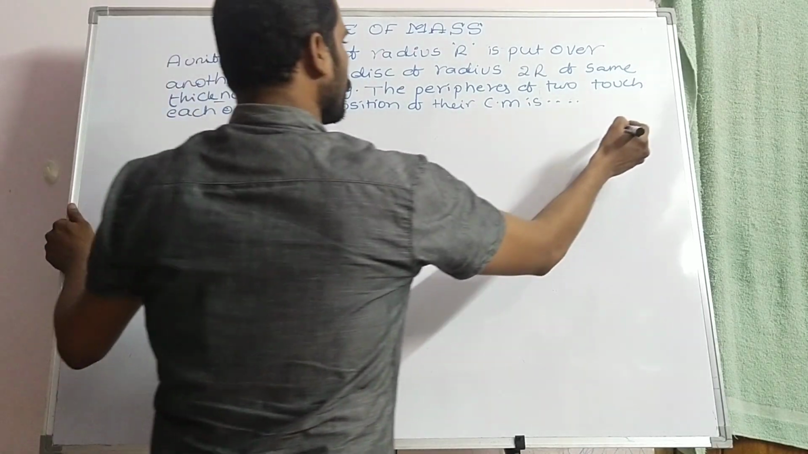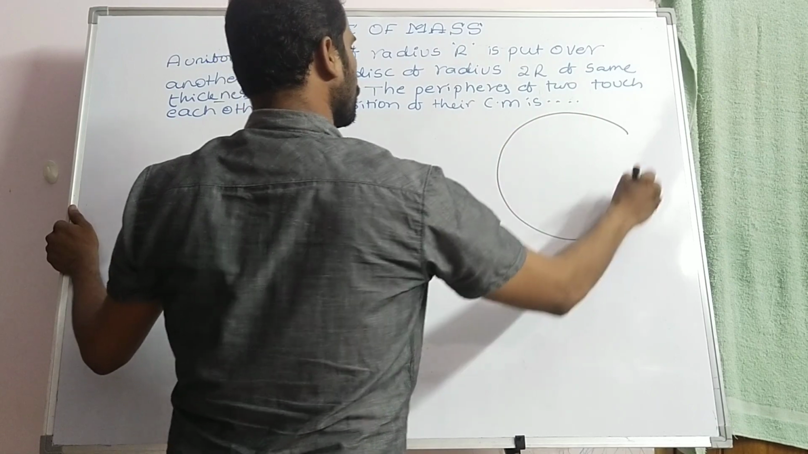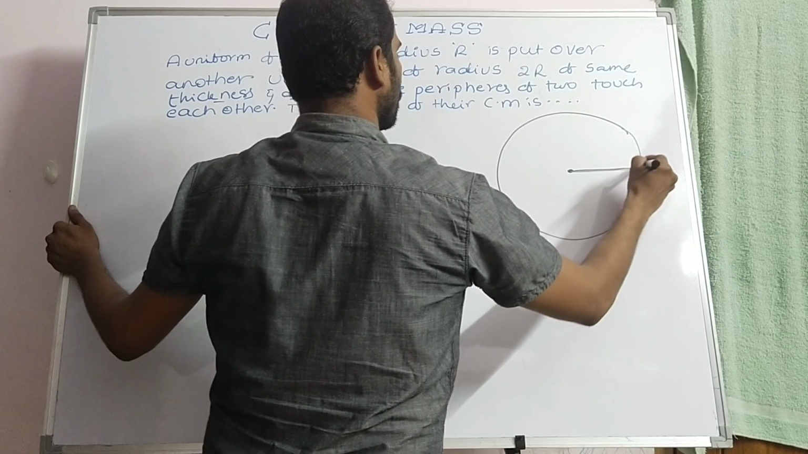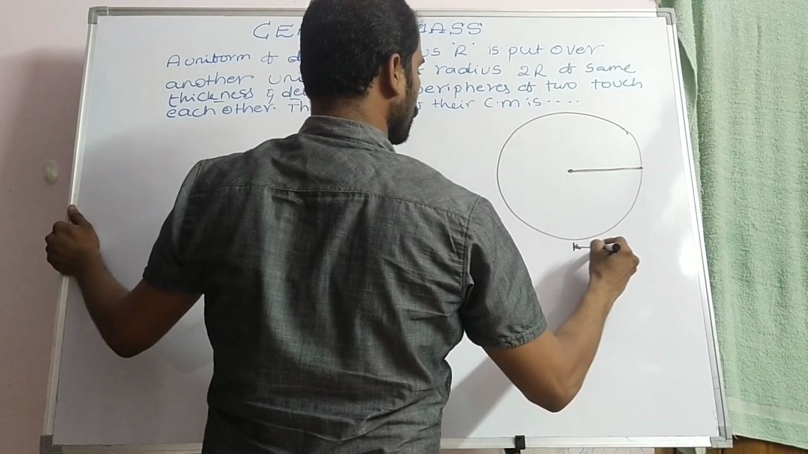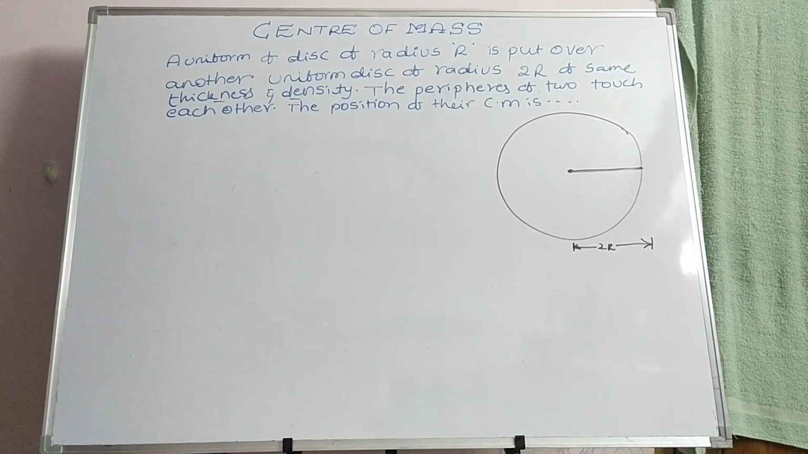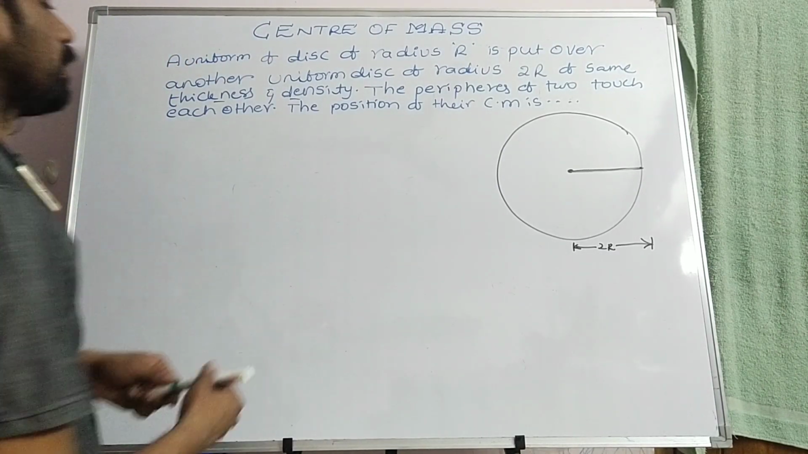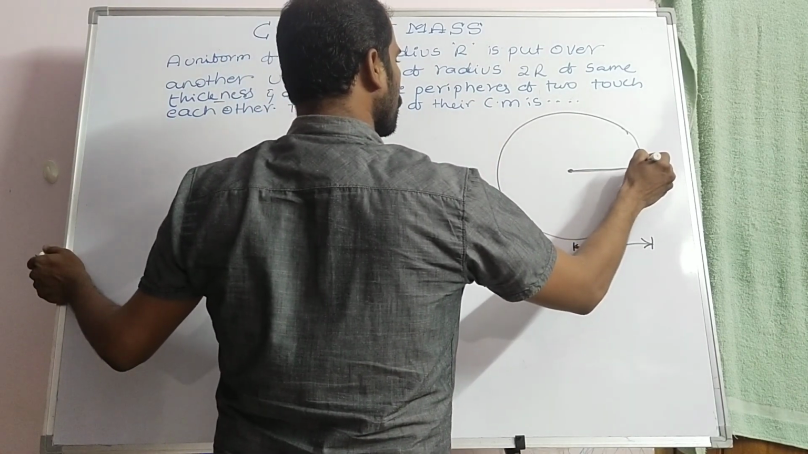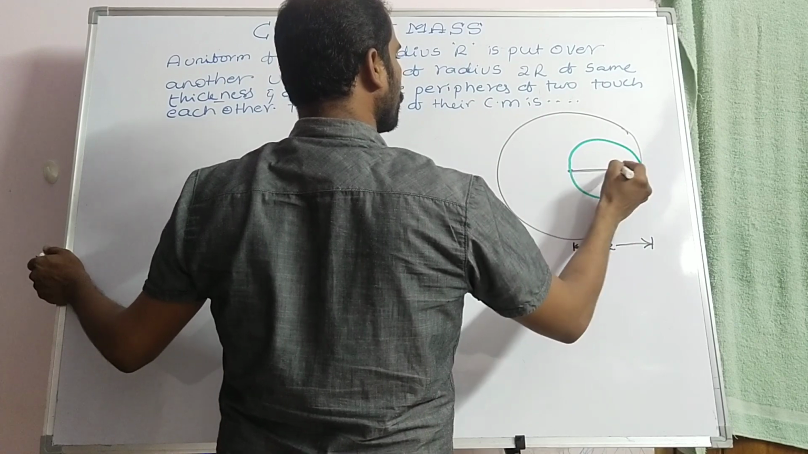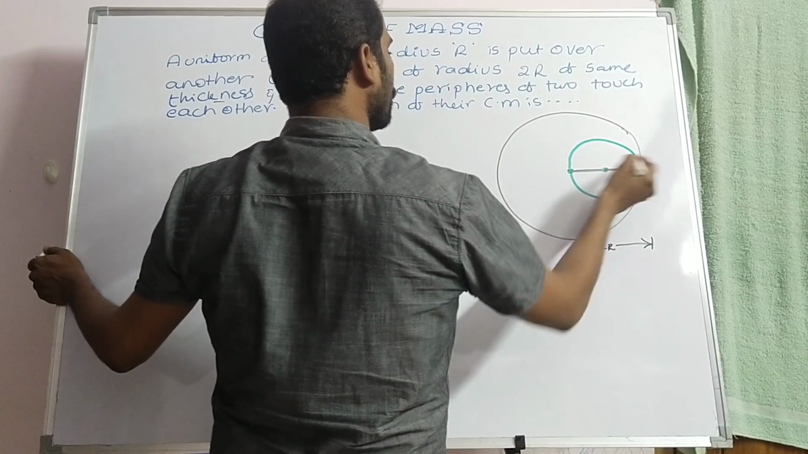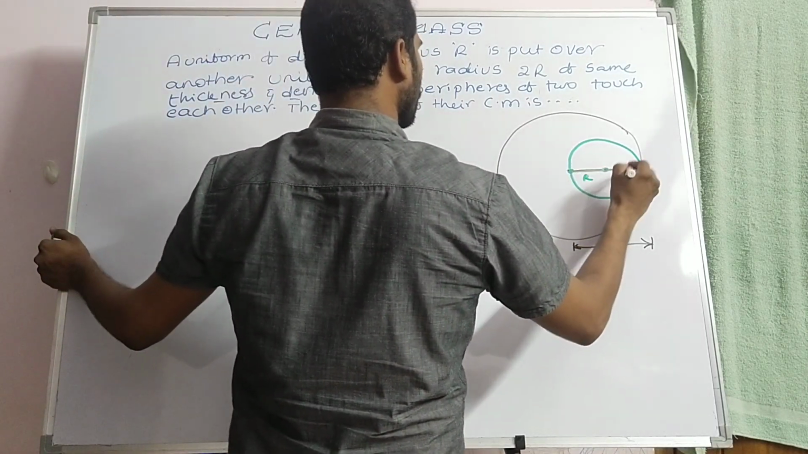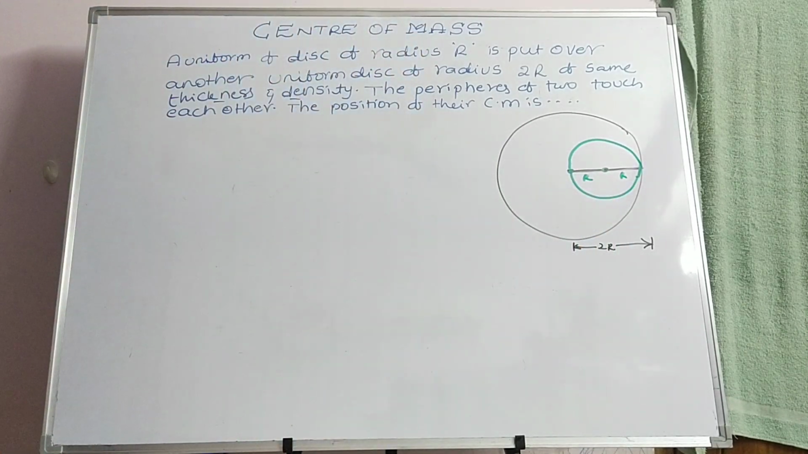See here, we have a disk of radius 2r. Now there is another disk of the same thickness and density placed over the first disk, and the peripheries touch each other. So here the radius is smaller for the second disk.